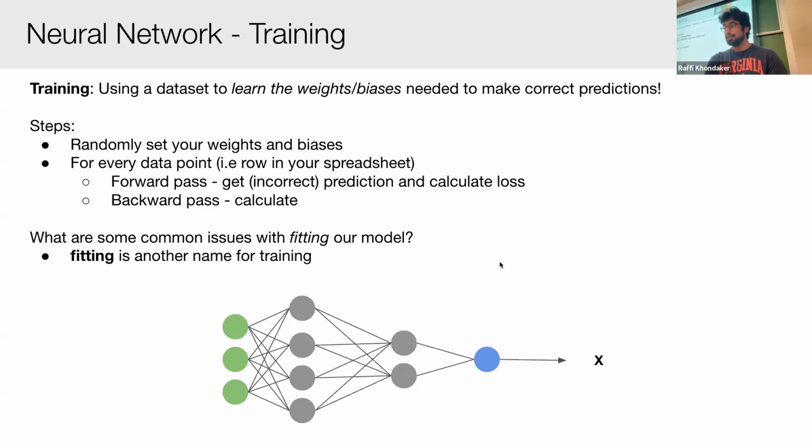So, a recap of training. For every single data point, we do one forward pass and one backward pass. We go through our entire spreadsheet, and then we keep going until we reach a loss value that we're happy with. This is the process of training: picking our weights and biases to get correct predictions. A lot of times you might hear this called fitting, like fitting a neural network to a curve or function. Training, fitting, I like to call it training.